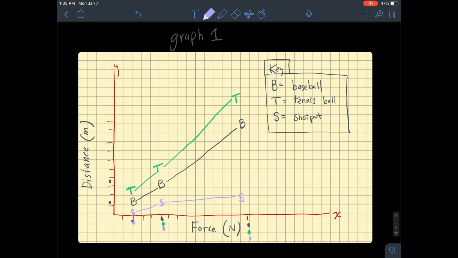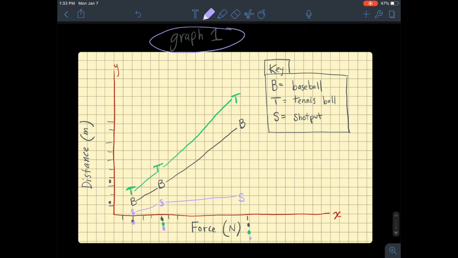So make sure that you label your axes, you include the units, that each graph has a title and a key, and that the 3 lines are clean, and I can actually read those 3 lines. The one thing that this graph is missing is a title. Graph 1 does not count as the title.